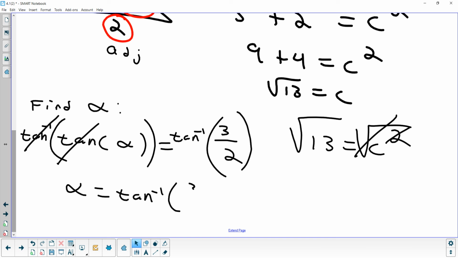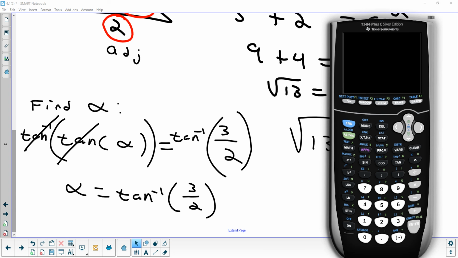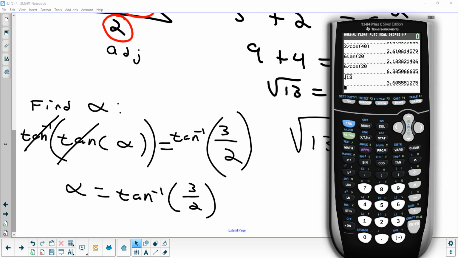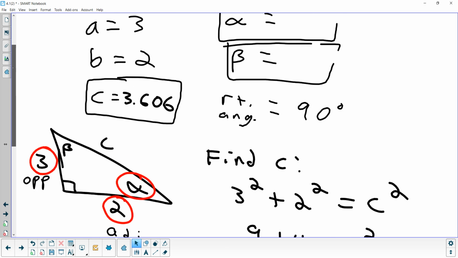Inverse tangent of 3/2. And now type that in. So second inverse tangent, 3 divided by 2. That comes out to 56 point, if we round it, it's 310. That's going to round up. 56.310.